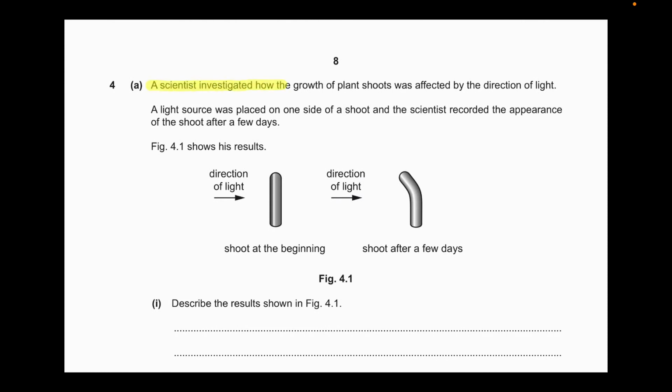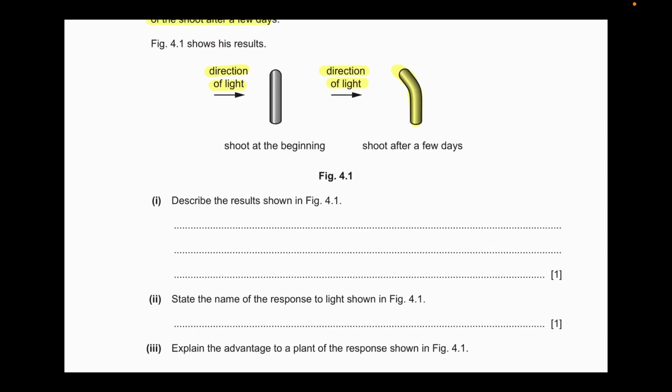A scientist investigated how the growth of plant shoot was affected by the direction of light. A light source was placed on one side of the shoot, and the scientist recorded the appearance of the shoot after a few days. So at the beginning, direction of light is coming from this left side, and the shoot after a few days has bent towards that particular direction of light, as we can see in the diagram. Direction of light coming from left, and the shoot is bending towards the left.